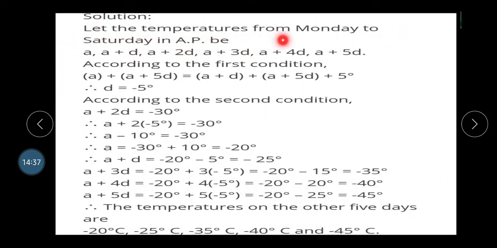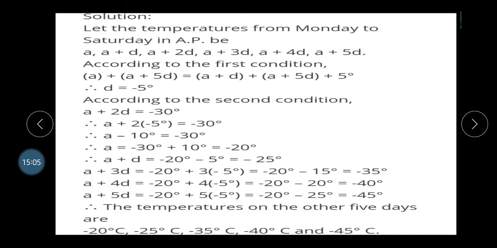Let the temperatures from Monday to Saturday be in AP. So we are assuming, by taking the condition as A plus D, A plus 2D, A plus 3D, A plus 4D, A plus 5D. Now we will be seeing the first condition.